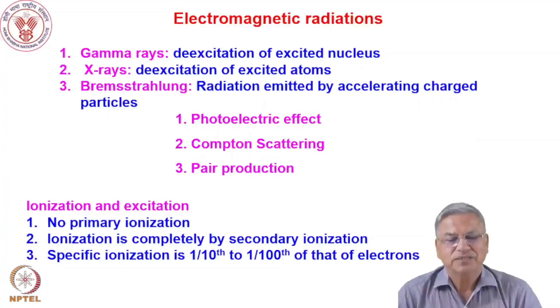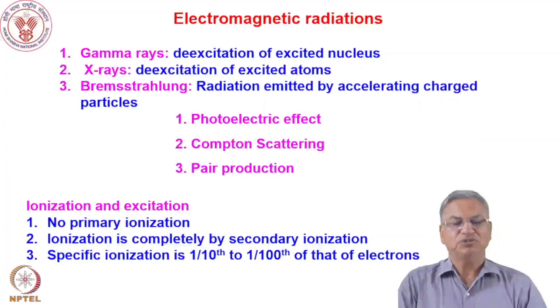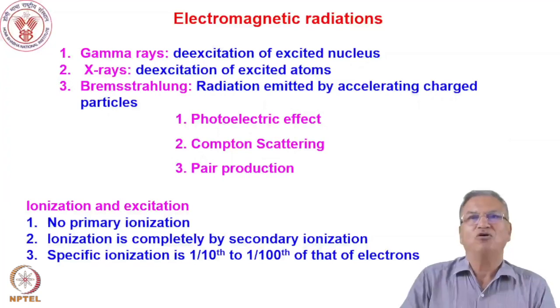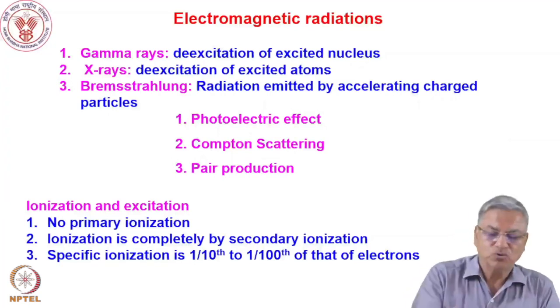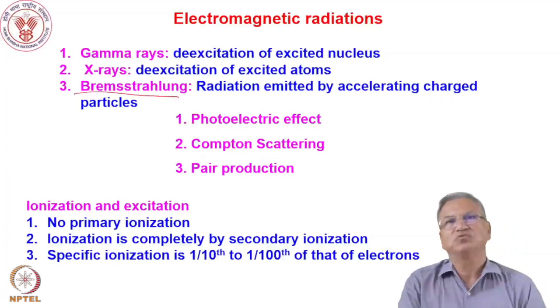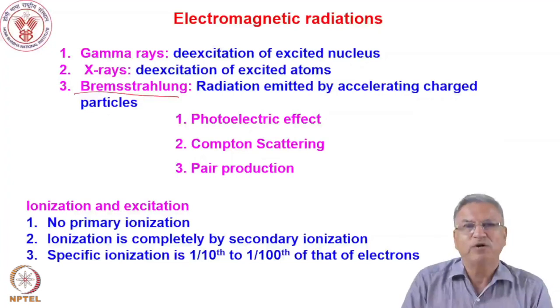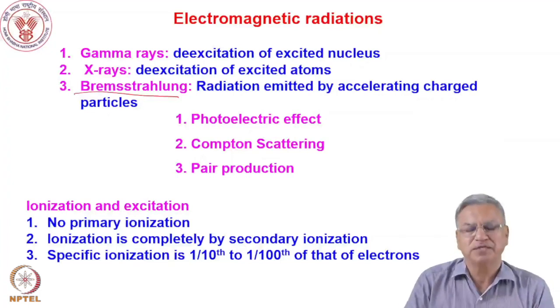So gamma rays, as you know already, appear from the de-excitation of excited nuclei, whereas X-rays come from de-excitation of excited atoms. In addition to these discrete gamma rays from the decay of excited nuclei, we also have Bremsstrahlen, which we discussed during the interaction of beta particles with matter. And this Bremsstrahlen essentially has a continuous spectrum starting from zero to the endpoint energy of beta, or even, for that matter, a fast electron.